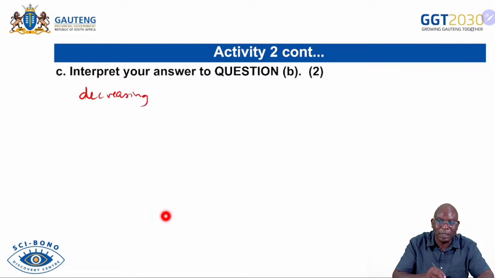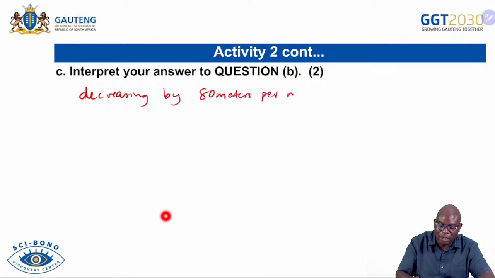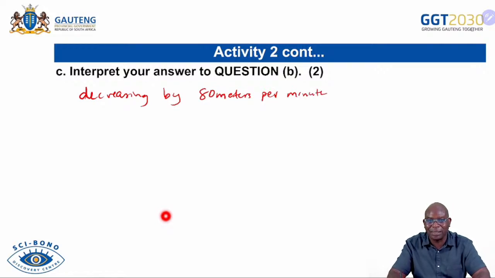So in other words, this person is going down. The rate of change there is decreasing. The velocity is decreasing, it's going down. Decreasing by what? By 80 meters per minute. So each and every minute it is decreasing by 80 meters.